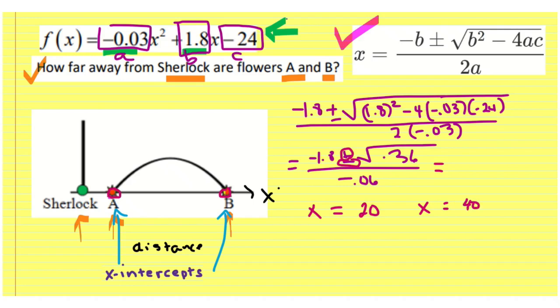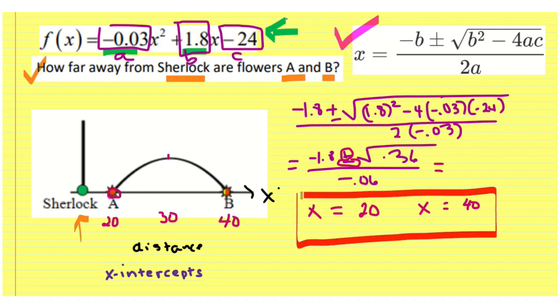So that means that over here on my picture, flower A is going to be sitting 20 inches away from Sherlock, and flower B is going to be sitting 40 inches away from Sherlock. And of course, as it flew from flower A to flower B, it hit its maximum height at 30 inches away from Sherlock. So that is the answer to the question: how far away is Sherlock from flowers A and B? He is 20 inches away from flower A, and he is 40 inches away from flower B.